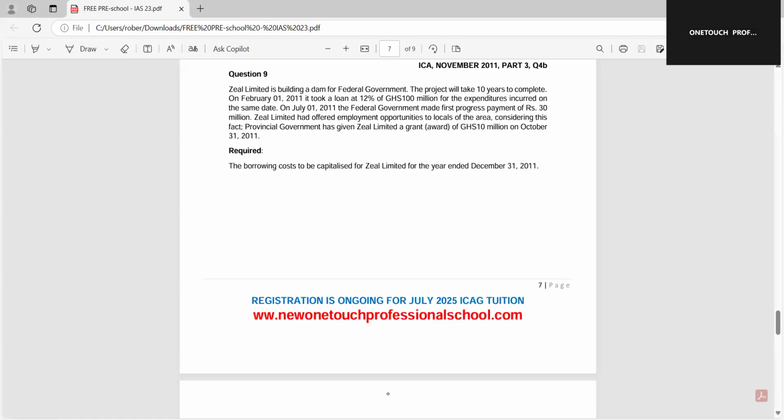Assuming there was no repayment, the borrowing cost to calculate would have been 12% of 100 million times 11 over 12. Do you agree? Yes, please. That is for 2011. That would have been a borrowing cost to capitalize. We are breaking it because some payments were made, some amount had been received, which must be used as repayment. So as and when the payment comes in, we recalculate the interest so that it reduces the principal and reduces the interest as well.